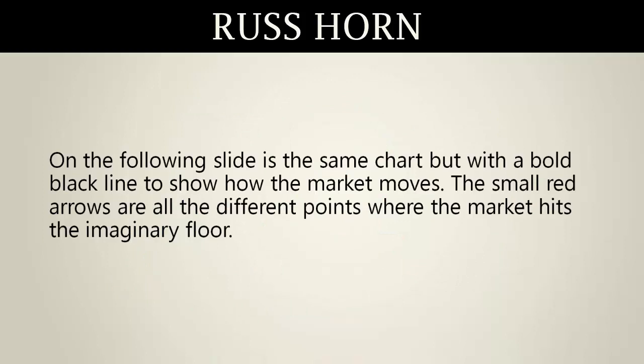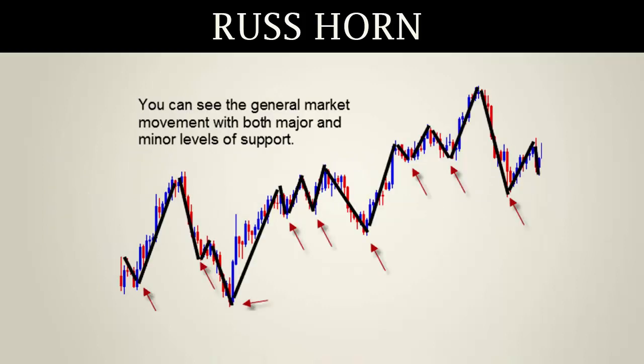On the following slide is the same chart, but with a bold black line to show you how the market moves. The small red arrows are all the different points where the market hits the imaginary floor. This gives you a better, cleaner overall view of how the market is moving and where all the turns happen.